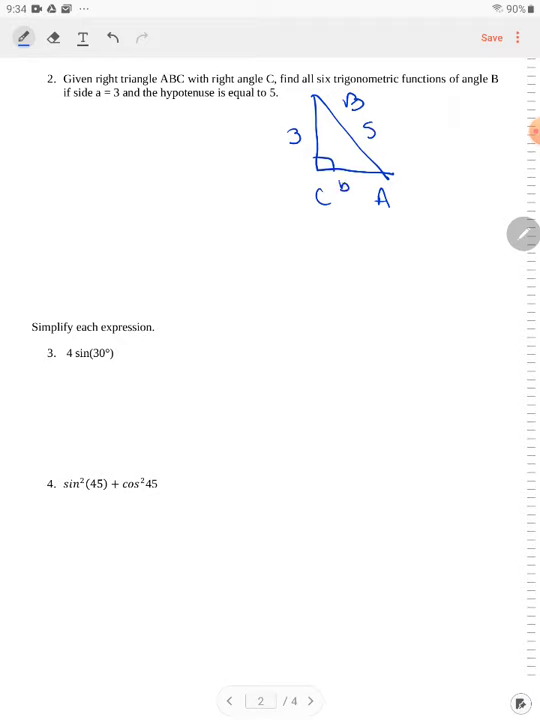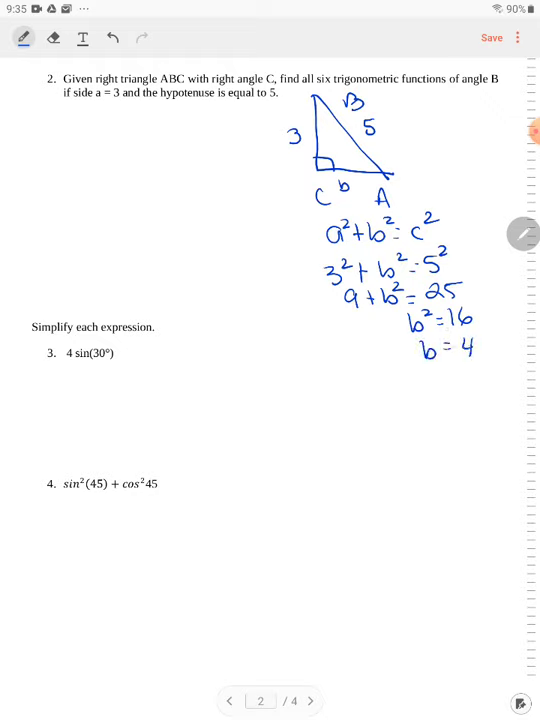That means we don't know side B. Now, if you've memorized your Pythagorean triples, it's a 3, 4, 5 triangle. Your side lengths are in the ratio of 3, 4, 5, so we expect B to be 4. But let's go ahead and work that out. So we know that A squared plus B squared is equal to C squared. So 3 squared plus B squared is equal to 5 squared. Nine plus B squared is equal to 25. B squared is equal to 16. B is equal to 4. Just as we thought.